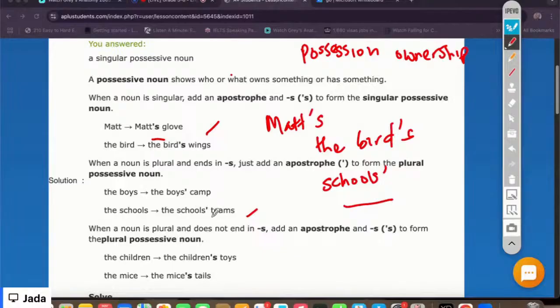All right, so when a noun is plural and does not end with s, you know those plurals that don't end with s, you have to add your apostrophe and then s to form the plural possessive. Just like when we have men, we have women, nouns like this, okay? They don't end with s, but they're in the plural form. So you can add your apostrophe and s to them to make it plural possessive. All right, so let's look at some examples.